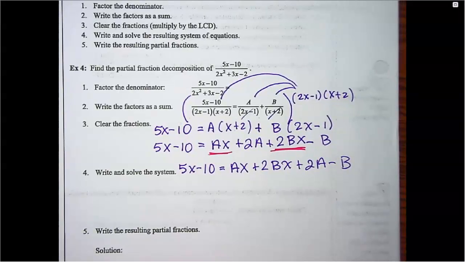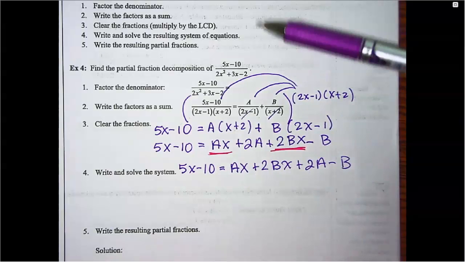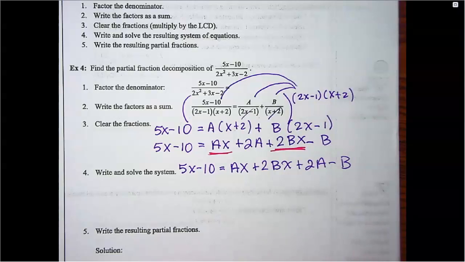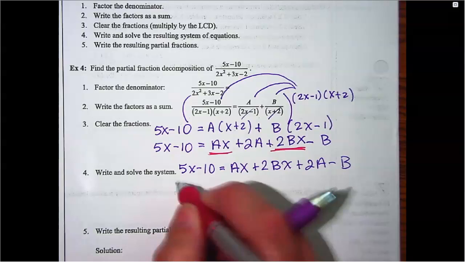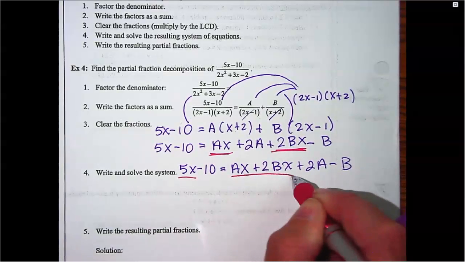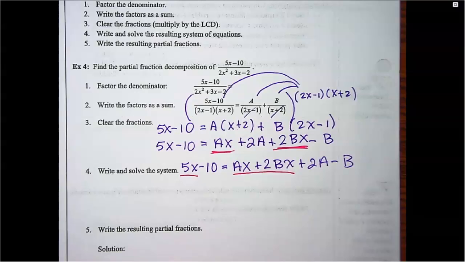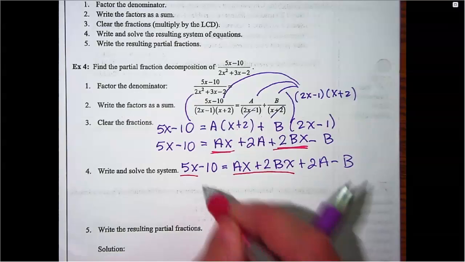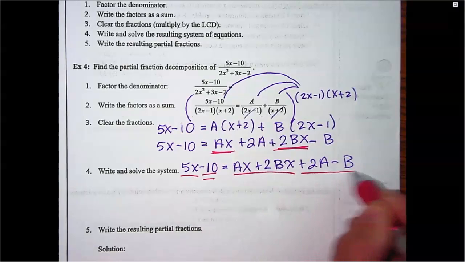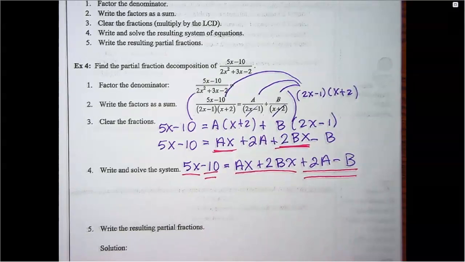Now we're going to write a system of equations, which is step 4. So to write a system of equations, we're going to take the 5x and put it equal to the part with the x's in it. And then we're going to take the negative 10, and put it equal to the part without the x's. And we're going to have two equations.